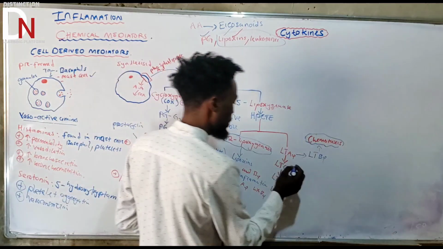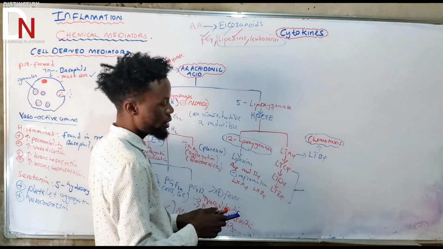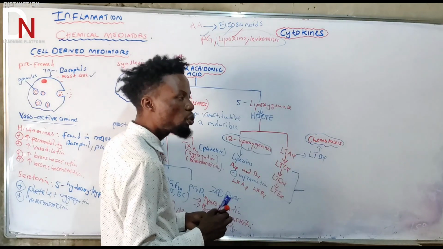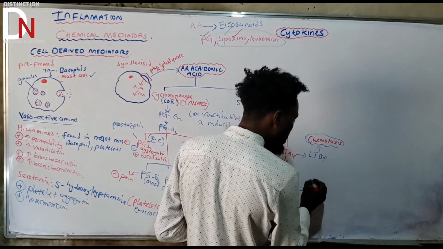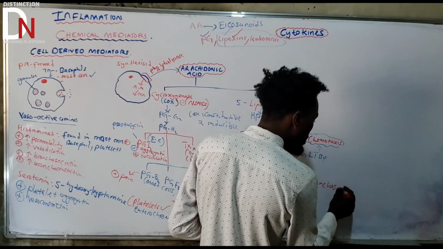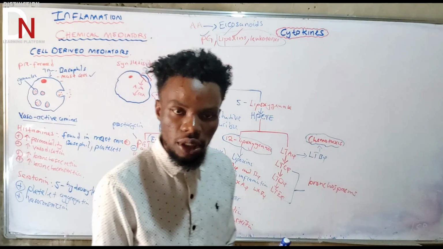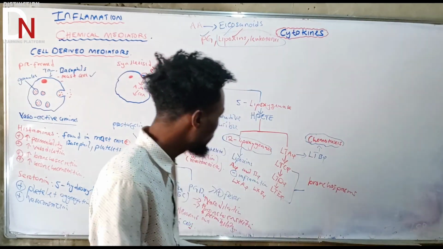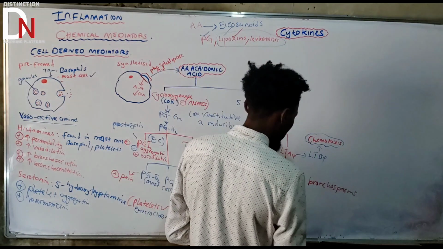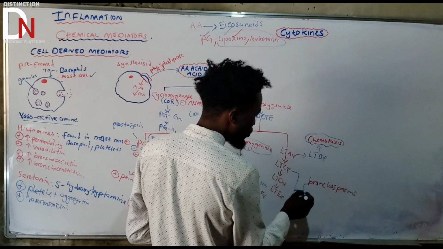What is the function of these? What do you think the function of these leukotrienes is? These are very, very important, and you need to understand this. They are very important in bronchospasm. If I say bronchospasm, I'm basically talking about bronchoconstriction. Then they are also important in what?